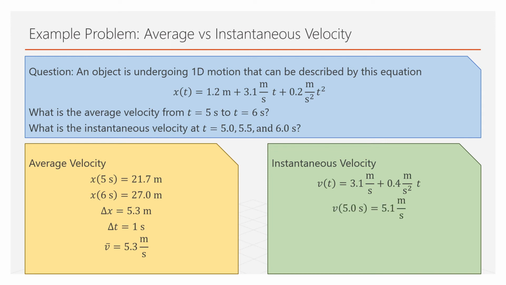Plugging in t equals 5 seconds, we get that the velocity at 5 seconds is 5.1 meters per second. Then plugging in 5.5 seconds, the velocity at 5.5 seconds is equal to 5.3 meters per second. And plugging in t equals 6 seconds, the velocity is 5.5 meters per second. So you can see that the instantaneous velocity from t equals 5 to 6 does vary, but the instantaneous velocity at the middle is equal to the average over that time interval.